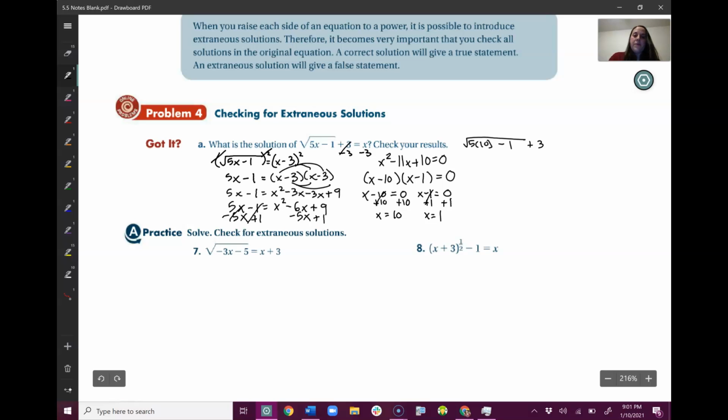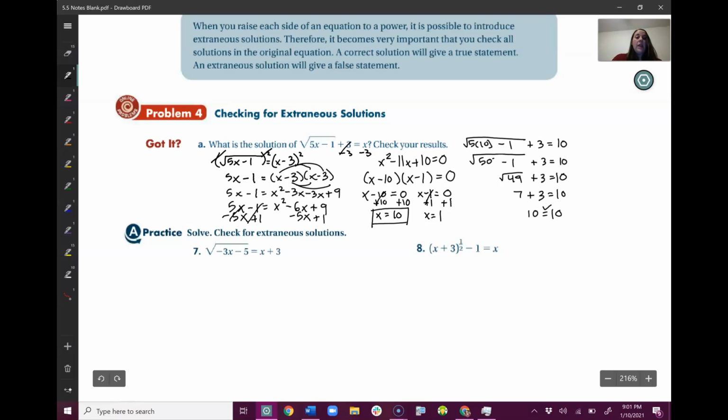plus 3 equals x. Well, for this one, x is 10. And now let's simplify this. So 5 times 10 is 50, minus 1, and then plus 3. 50 minus 1 is 49. Square root of 49 is 7. And then 7 plus 3, that is 10. So that one checks out.